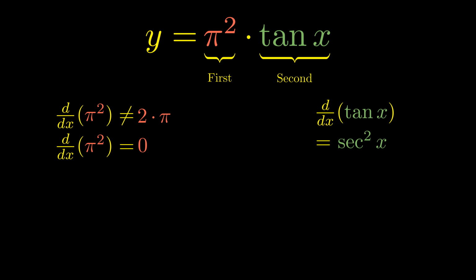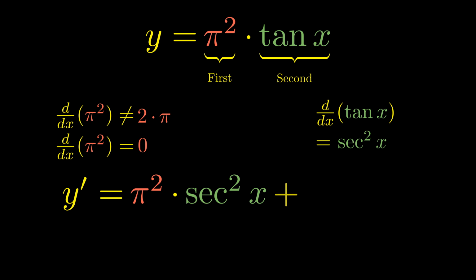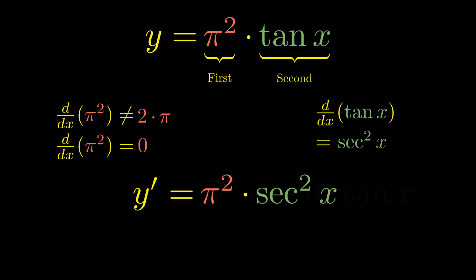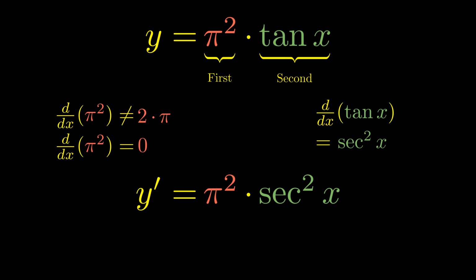So if we go for the product rule as usual, it'll be first, which is pi squared, times the derivative of the second, which is secant squared. After the plus, it'll be derivative of the first, which is 0, times the second, which is tangent x. And if I know anything about math, it's that 0 times anything is 0, so this derivative would reduce to just pi squared times secant squared.